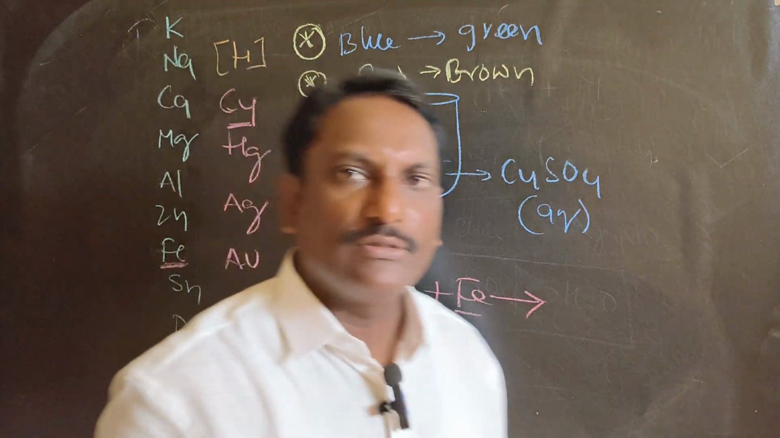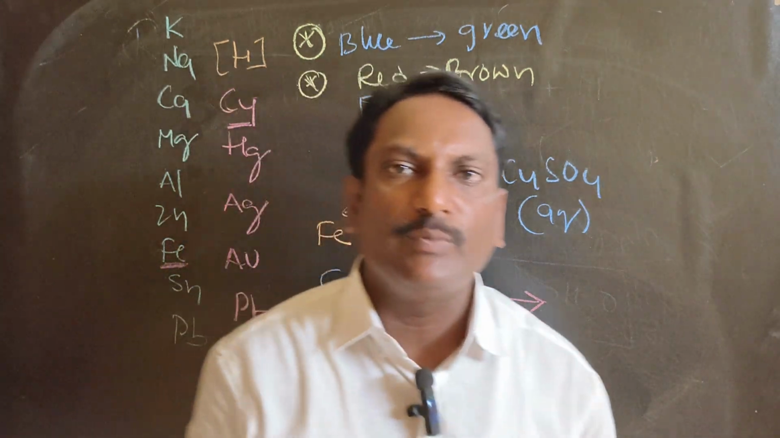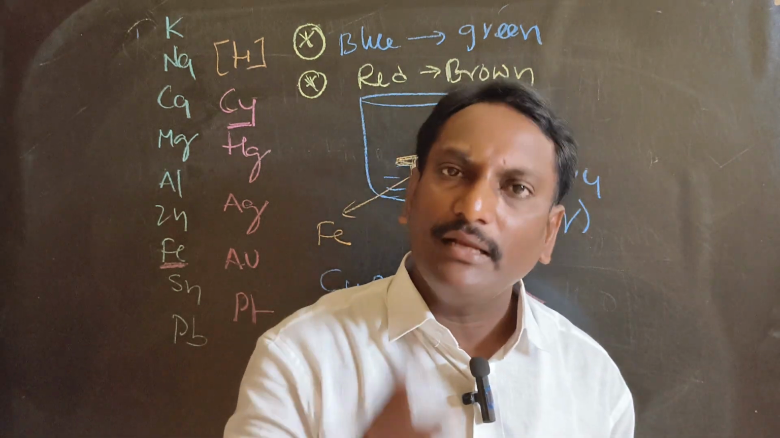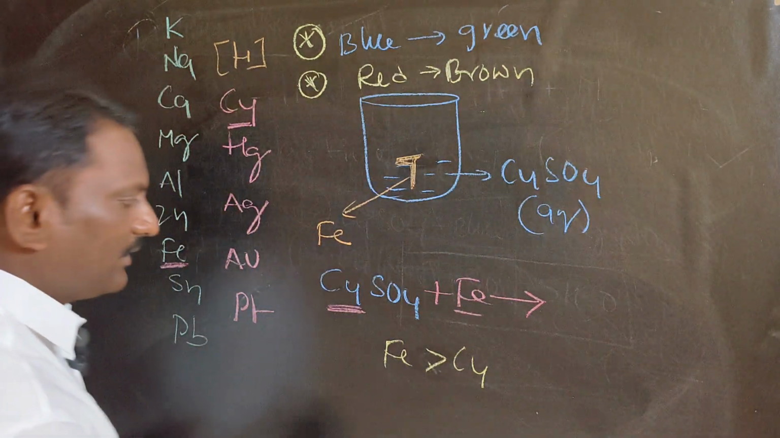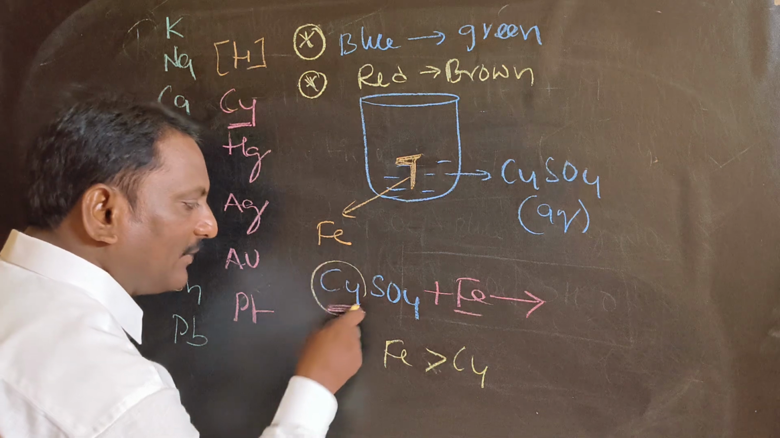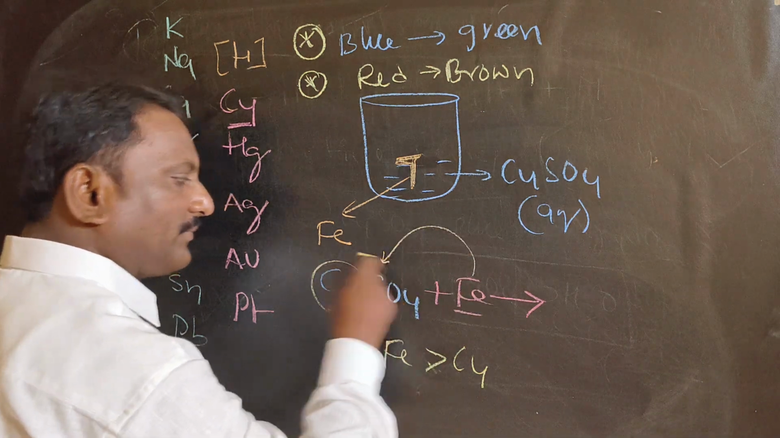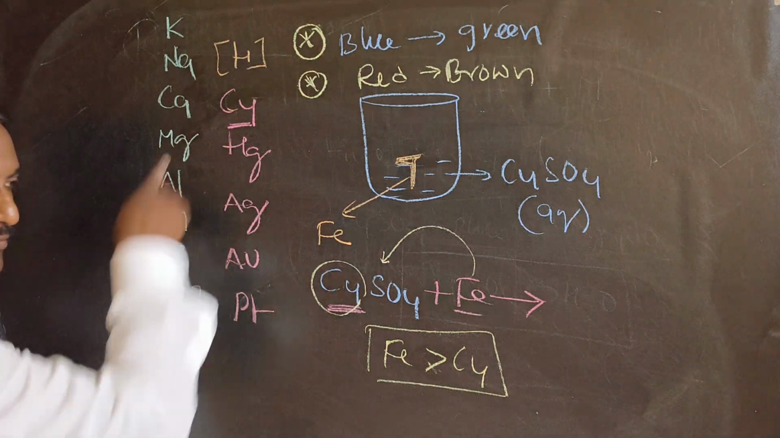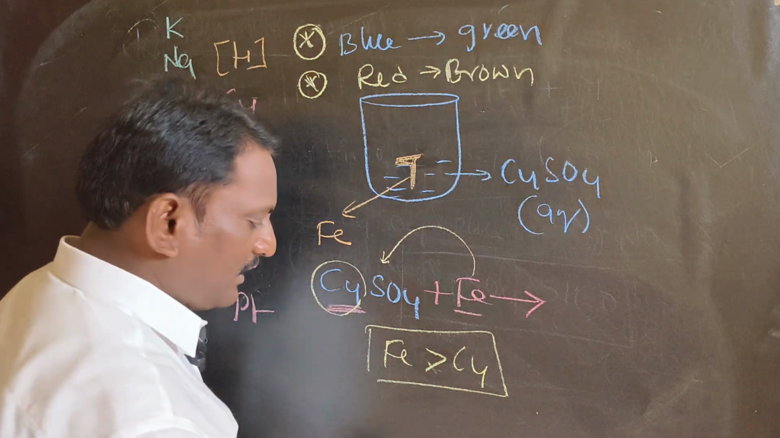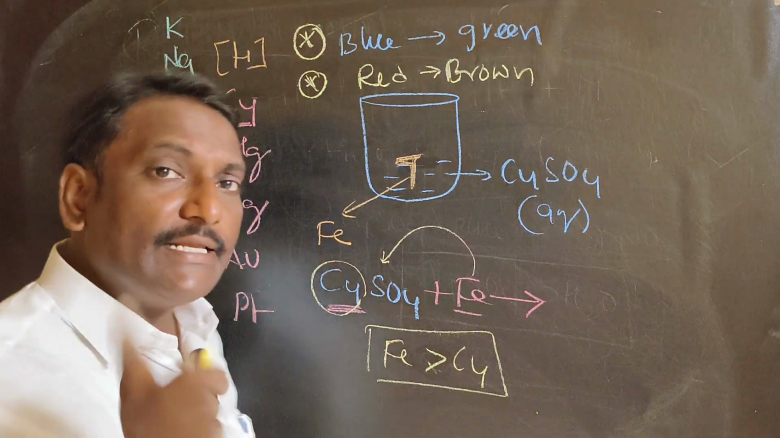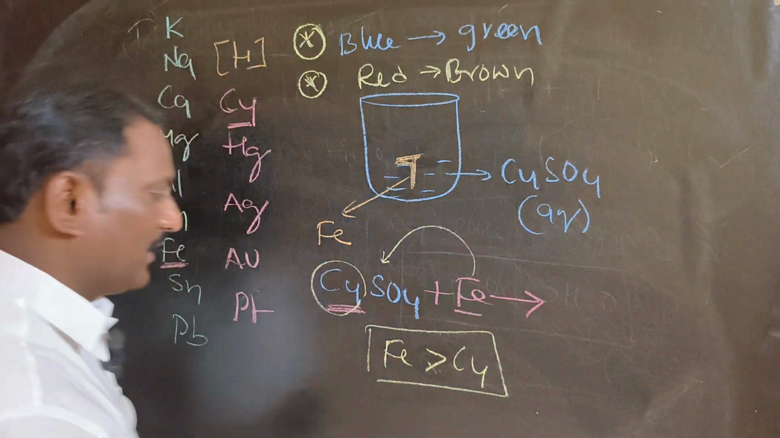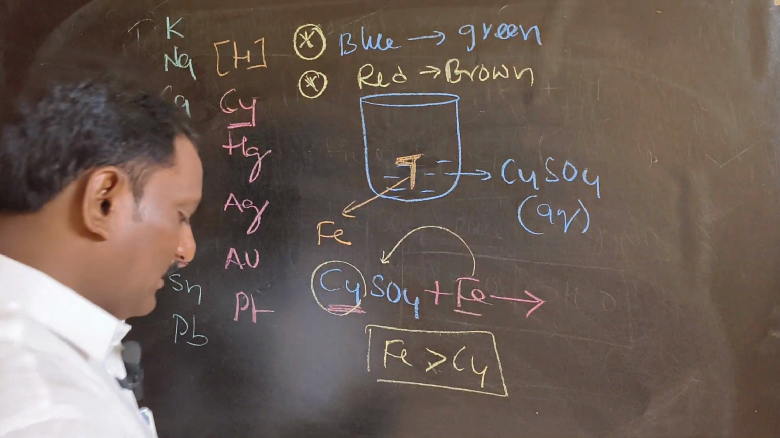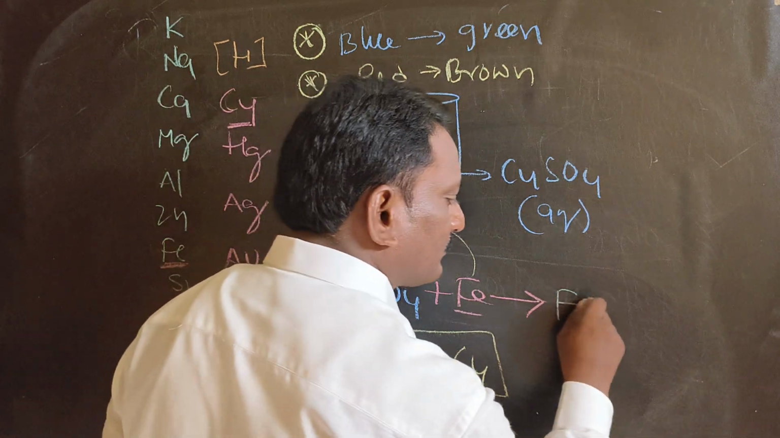I said one note, that is, for a displacement reaction to occur, the entered element must be more reactive than the existing element. Here, this one is the existing element, this one is the entered one. According to the reactive series of metals, iron is more reactive than copper. So that's why copper is replaced by iron. Then you will get iron sulfate.